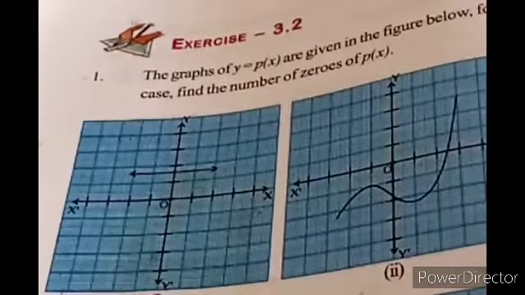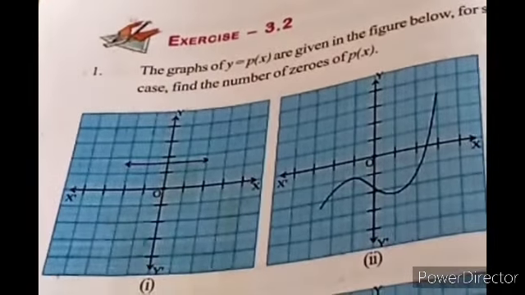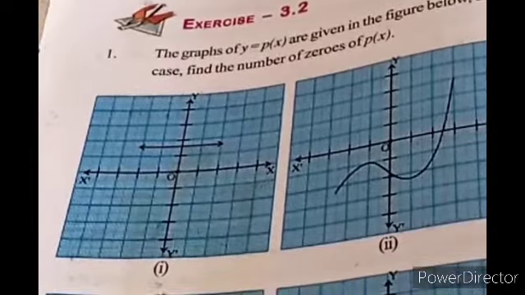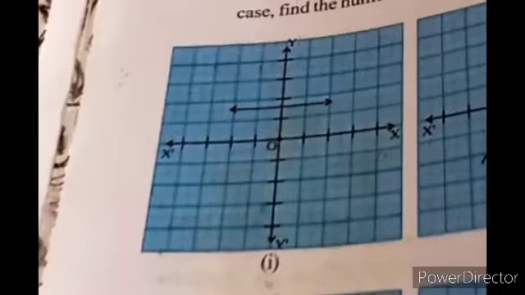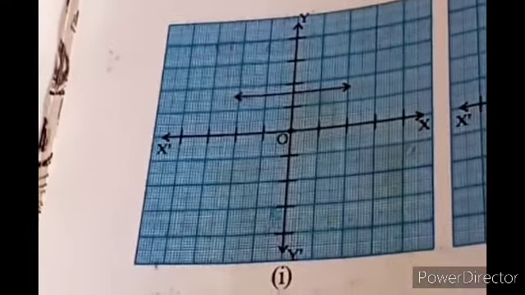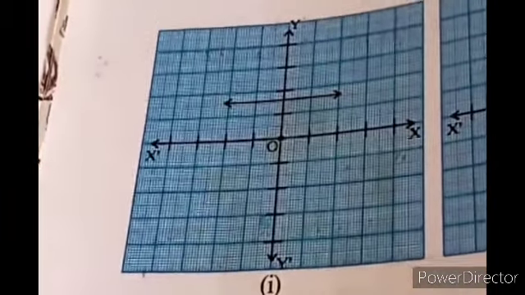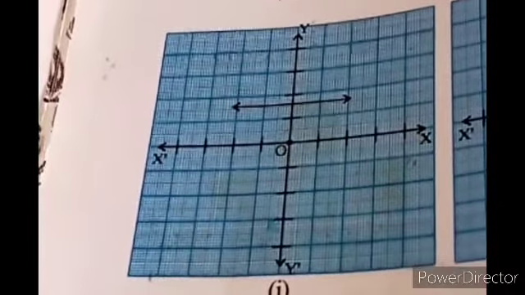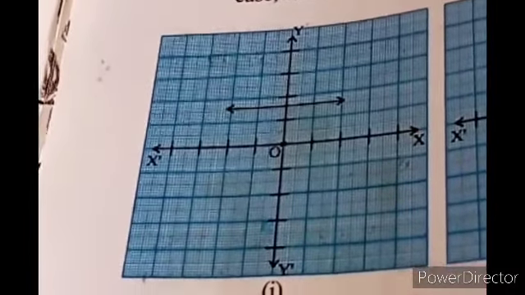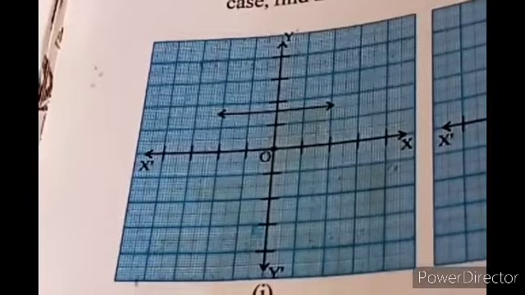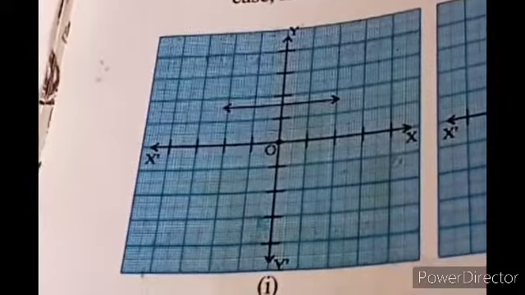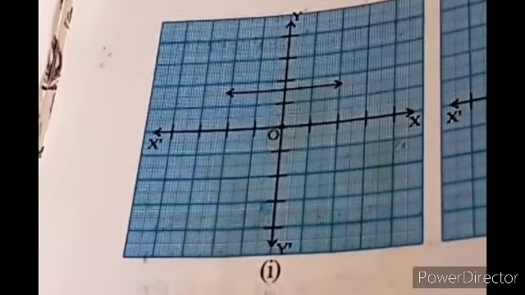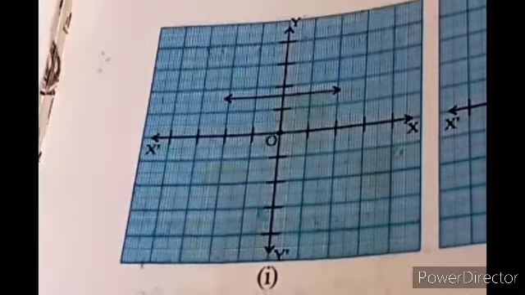In the first graph, a line parallel to the x-axis is given. That graph line doesn't touch the x-axis. What did he ask? How many zeros? Find the number of zeros means how many zeros this graph will have. You are asking that question. It doesn't touch the x-axis, so it has no zeros.